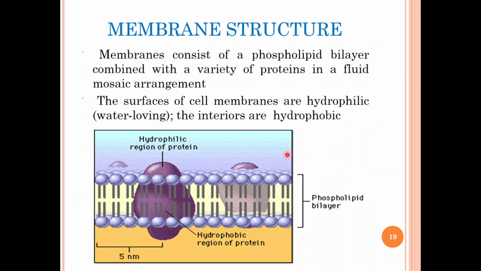Now membrane structure. Let's see here. Membranes consist of a phospholipid bilayer combined with a variety of proteins in a fluid mosaic arrangement. This is the fluid mosaic model. In the fluid mosaic arrangement, the surface of the cell membrane is hydrophilic, water loving, and the interior is hydrophobic. See, this is the phospholipid bilayer and the hydrophilic region of protein, that means the water loving region, and this middle portion, the tail part, shows the hydrophobic region of the plasma membrane.